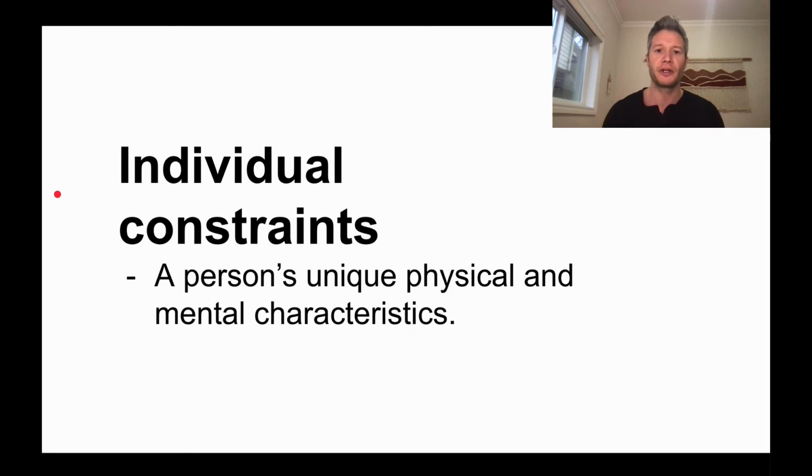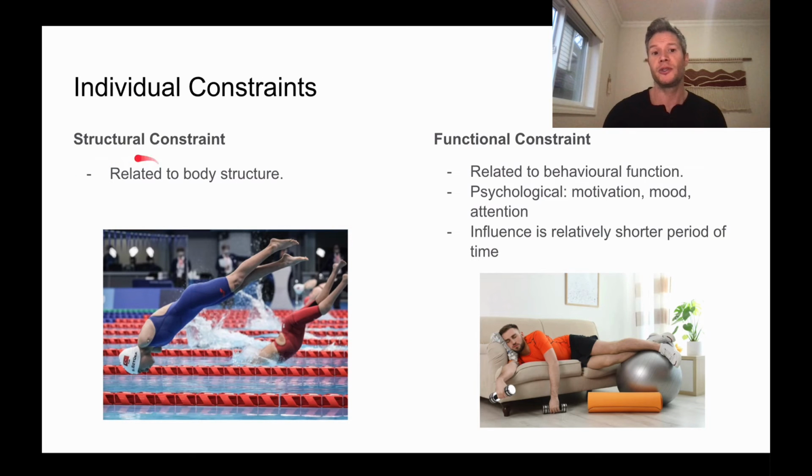And we'll look specifically starting at an individual constraint. So again, that's a person's unique physical and mental characteristics that will influence movement. So what does that look like? Well, we can have two types. Under individual, we have structural and functional. Okay, a structural constraint is related to body structure. So for example, we have our para-athletes here who are missing upper body limbs, their arms, and so that will affect how they swim. It's pretty wild how that happens.